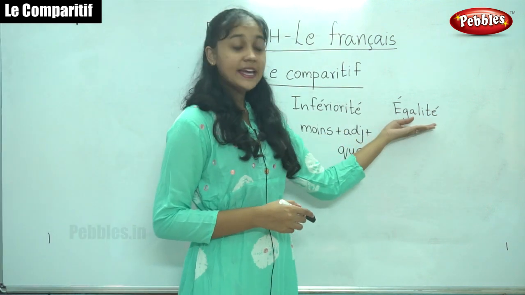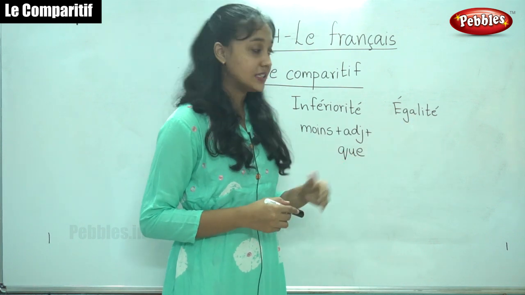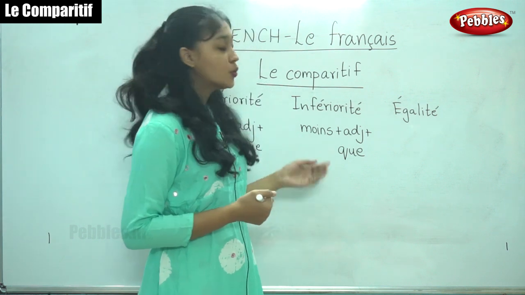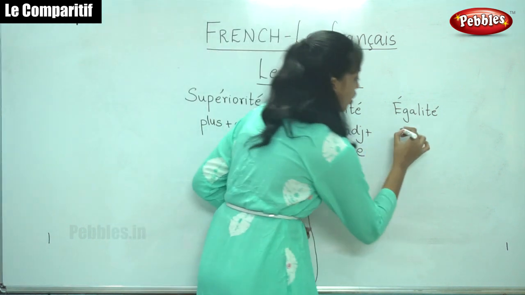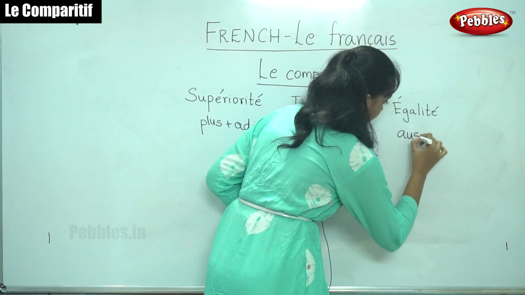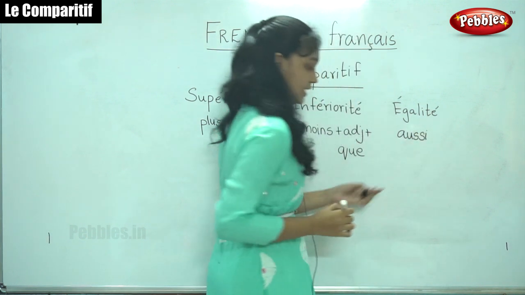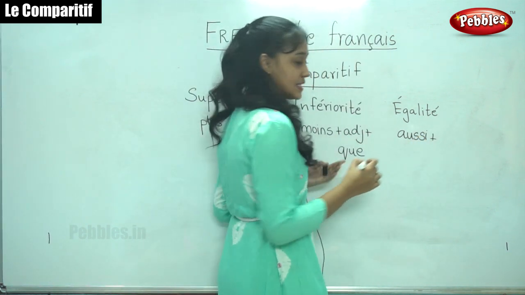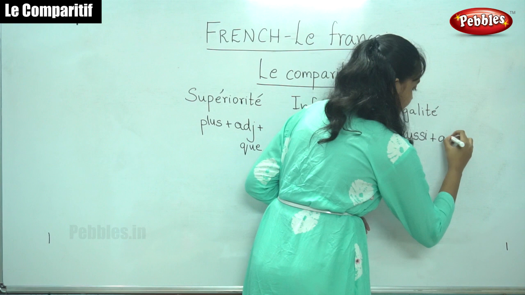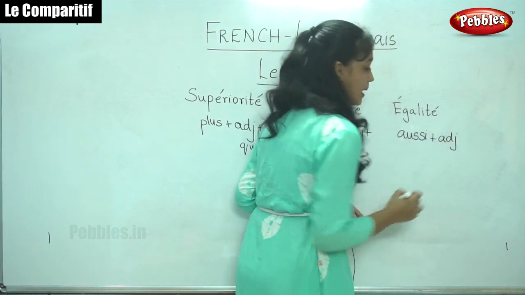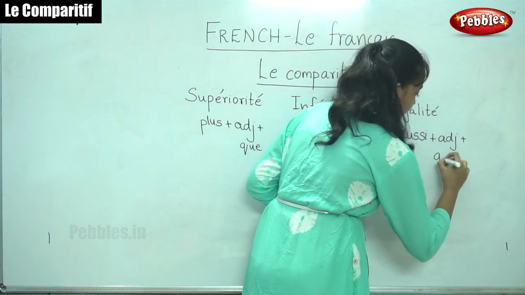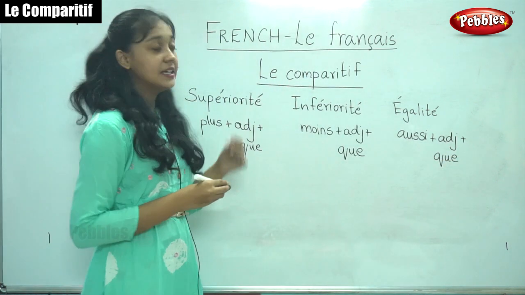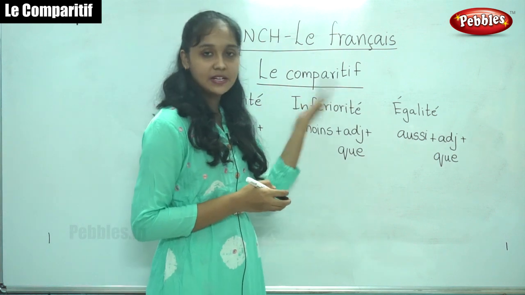Now, for equality, to show that two quantities are equal, the word we use here is aussi. Aussi is the word we use here. So, similar to this, it is aussi plus adjective plus que. So, this is how we write le comparatif, the comparison.